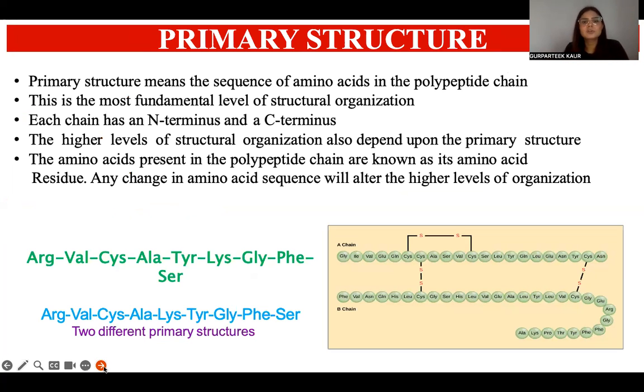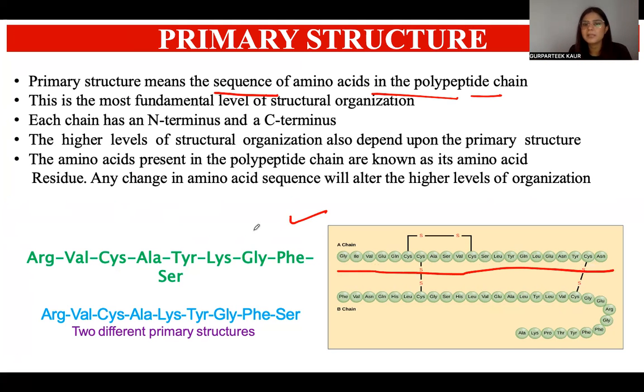Talking about the primary structure, as I just mentioned, it is the sequence of the amino acids in the polypeptide chain. So primary structure gives us an idea of what sequence of the amino acids is present in that chain. We will understand that, okay, this is the amino acid number 1, next it is bonded to this particular amino acid and so on. For example, if you see here, you can see that this is a polypeptide chain where we have glycine, isoleucine, valine, and so on. So this is a primary structure. And this is the most fundamental level of the structural organization.